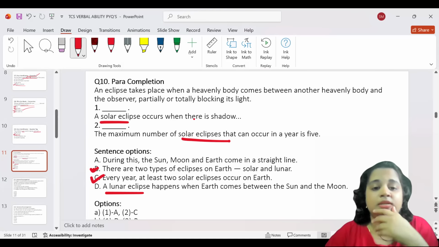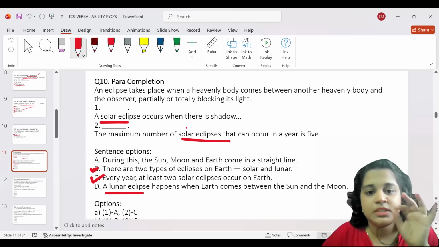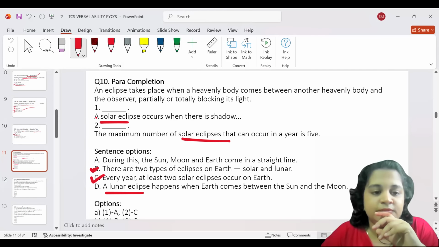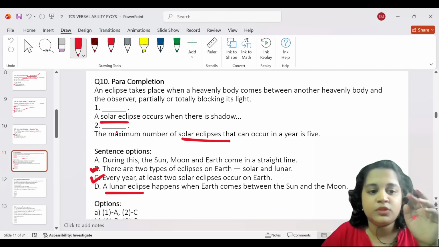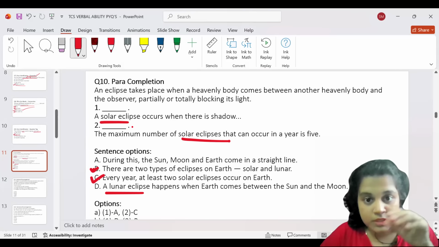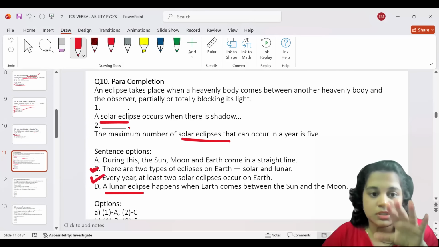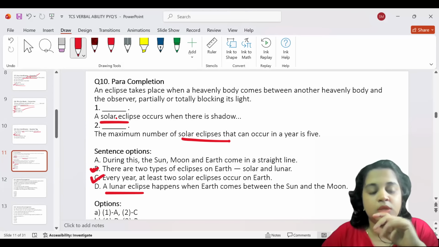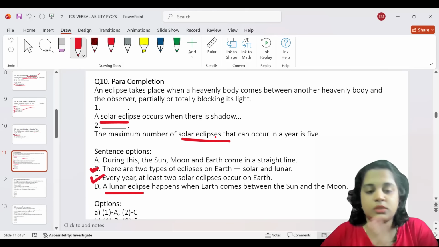Another thing you can use for fitting in your options is if there's a blank between two sentences, and the main topic of interest between the two sentences, that is, the subject, is the same. In this sentence they're talking about solar eclipse, and in the next sentence also they're talking about solar eclipse.